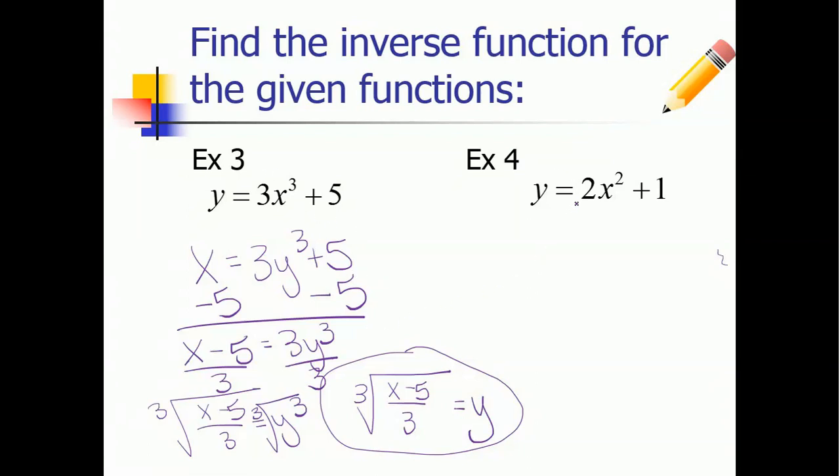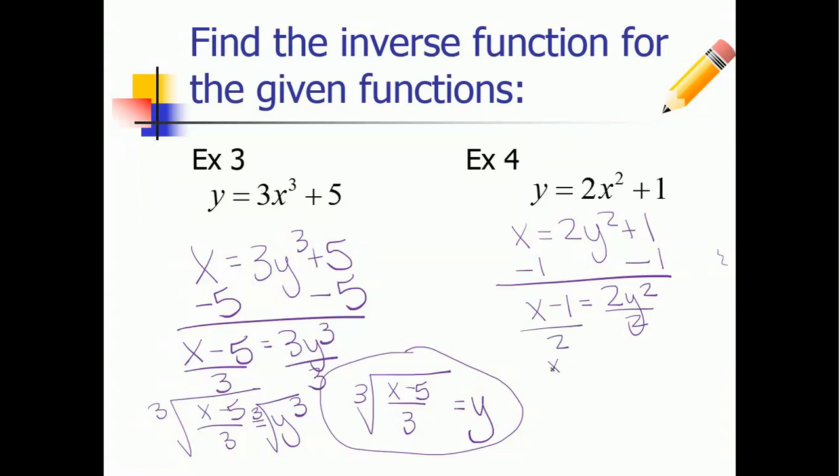Now, let's find the inverse of y equals 2x squared plus 1. So just like the last couple, flip-flop the x and y around. Now, start solving for y. Looks like subtract 1 first here. So I'll get x minus 1 equals 2y squared. Divide by 2. So I got x minus 1 divided by 2 equals y squared. Now, square root both sides.